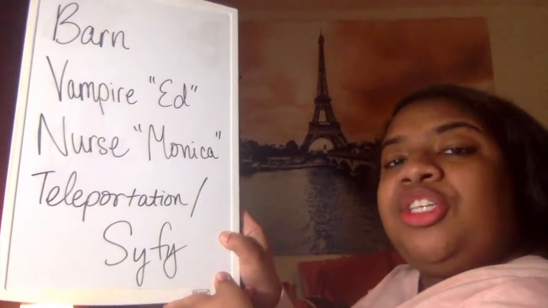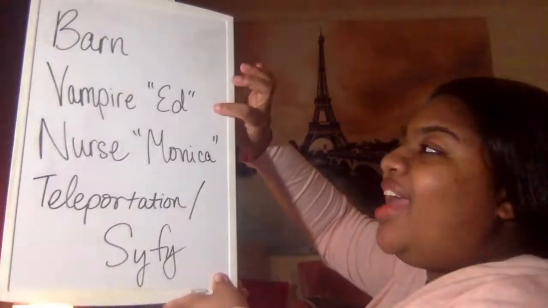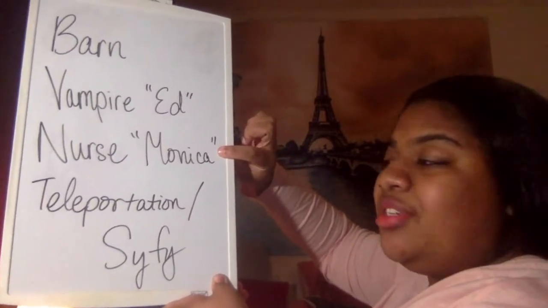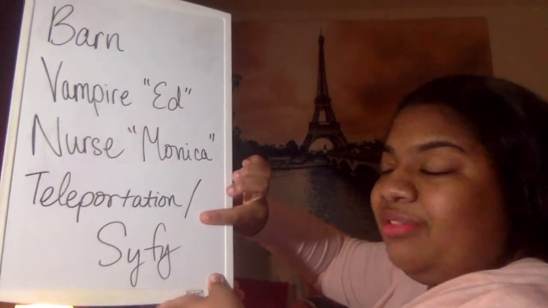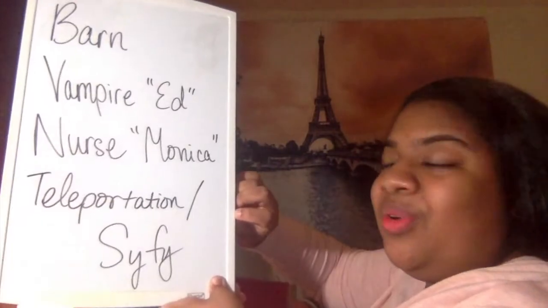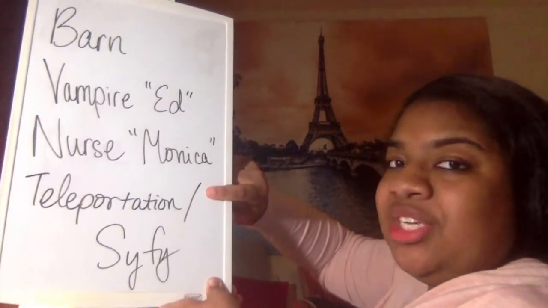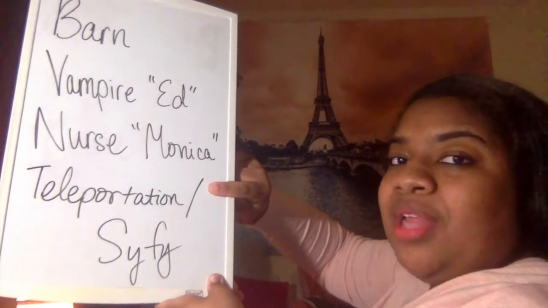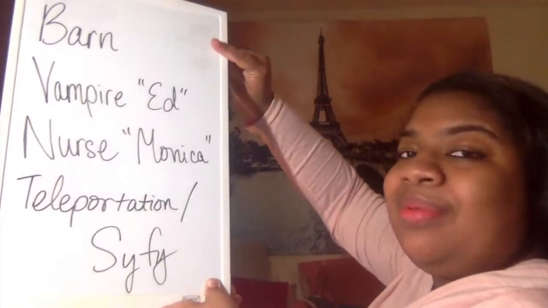For example, the chosen parts of the story could be a barn as the setting, Ed the vampire, and Monica the nurse as the 2 characters, teleportation as the plot, and sci-fi as the genre. A student could write a story about Nurse Monica, who uses her powers of teleportation to teleport to a local blood bank at night in order to supply blood bags for her young vampire friend Ed, who arrived at her family's barn one night.